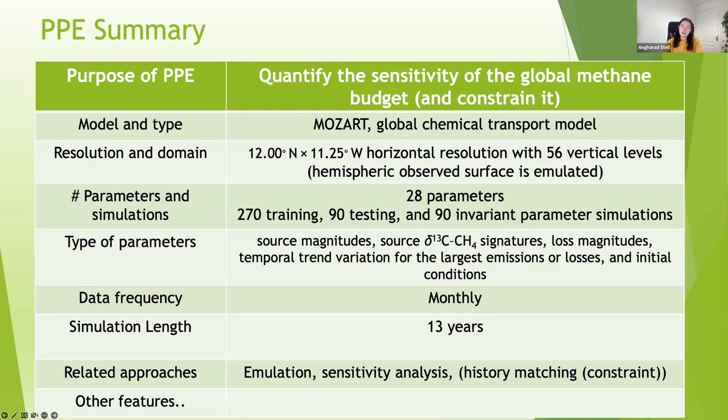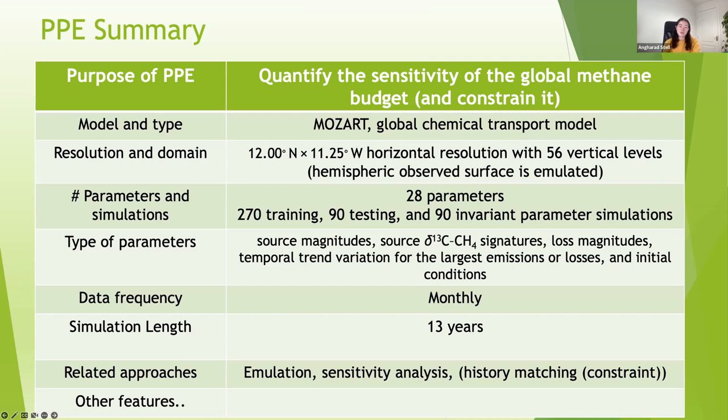And we also had another 90 simulations where we varied the 9 invariant parameters, so just parameters that we had fixed. So these were some minor sources and losses to see the effect of changing them. Once we had all these simulations, the model outputs were combined to hemispheric mole fraction and delta 13C values, which consist of monthly mean, 13-year long time series.